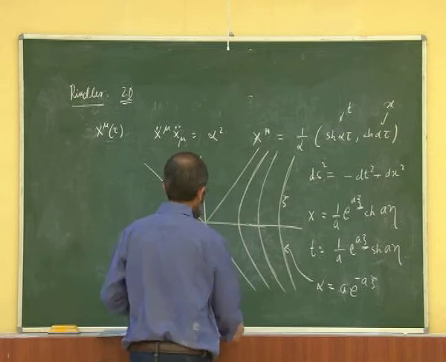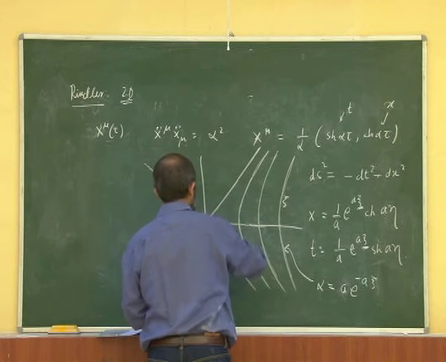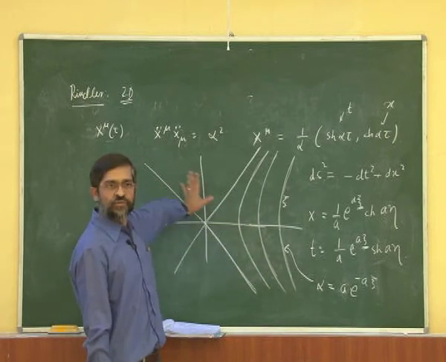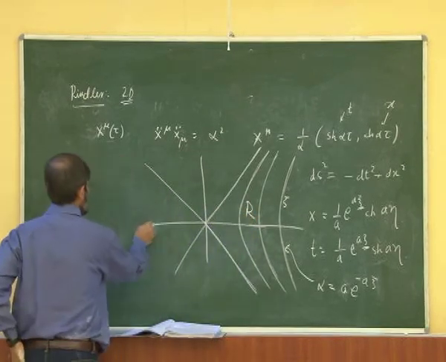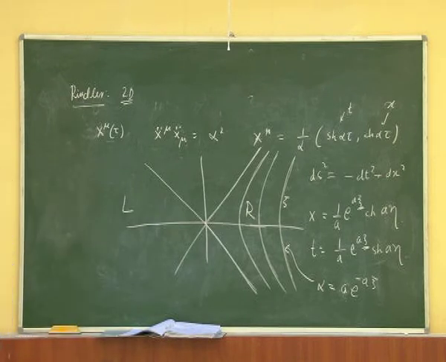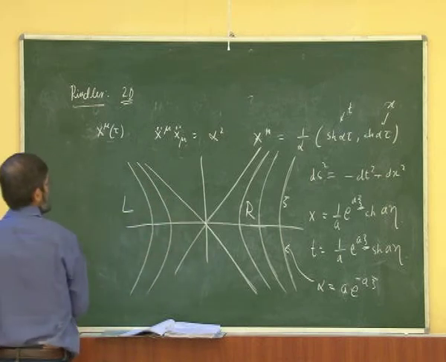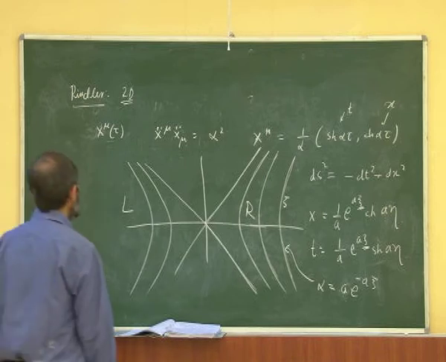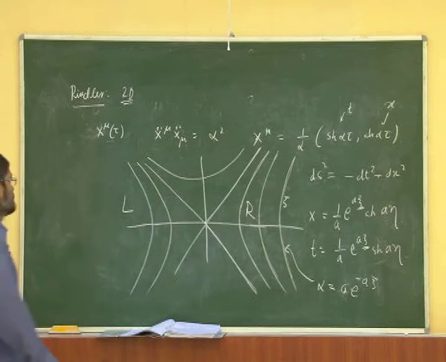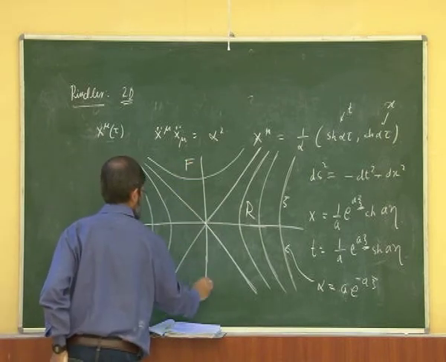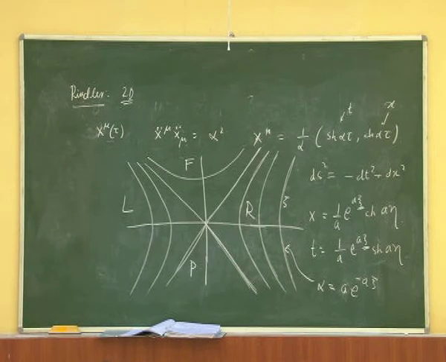And this set of observers, even with an infinite amount of acceleration, just land up here. Nobody can move across. I will call this the right region, and this I'll call the left region. There's another set of accelerated observers; if you wish, you could also consider hyperbolas like this. Those regions will be called F and E.